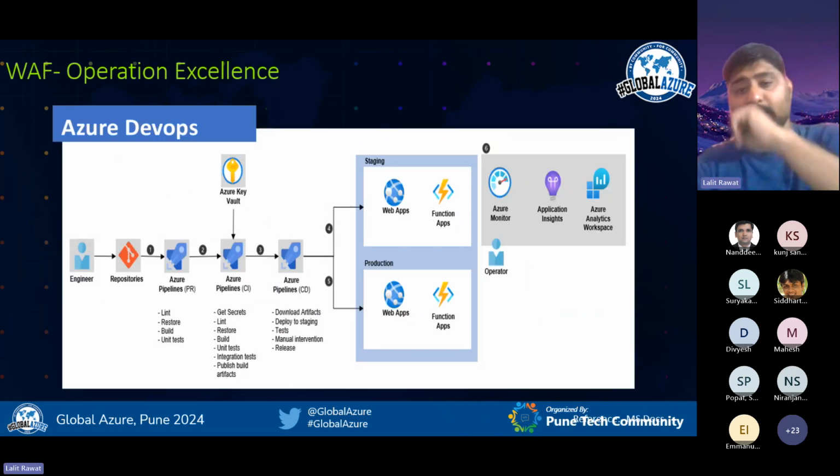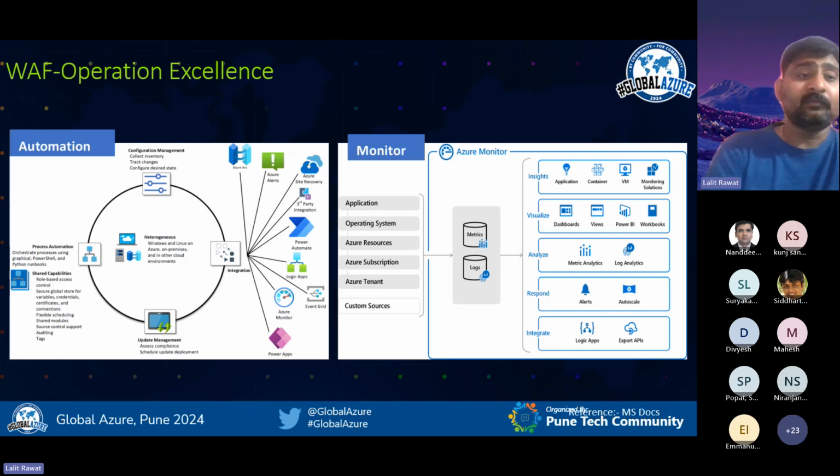And if you look, the other monitoring, Application Insights, analytics tools, and other services can also be used and deployed together. Then operational excellence comes into place, right? There are multiple monitoring tools which you can use, including automations, right? Then you can use Azure Site Recovery, third-party integrations, Power Automate, Logic Apps, Event Grid, Power Apps, right?